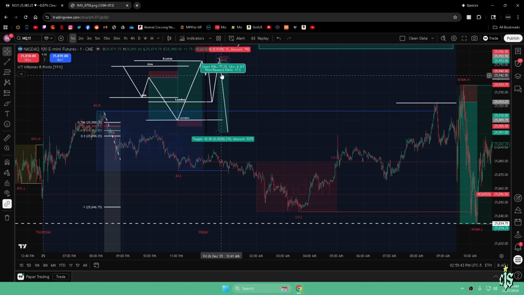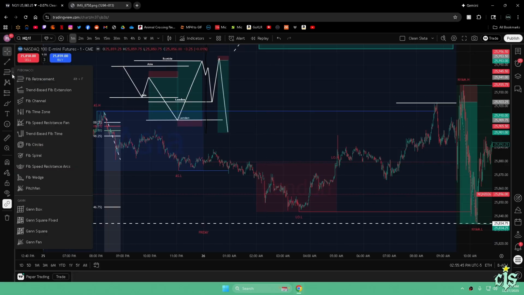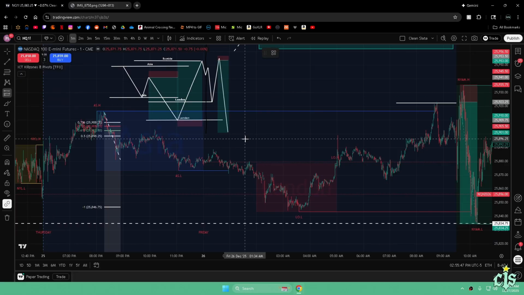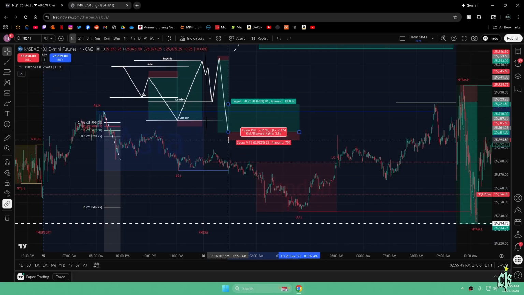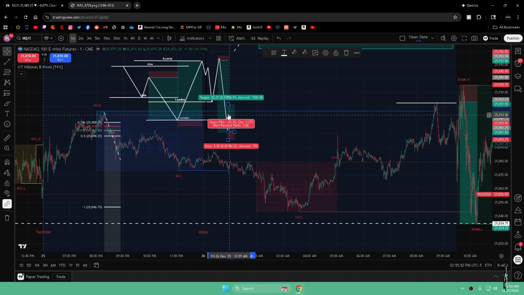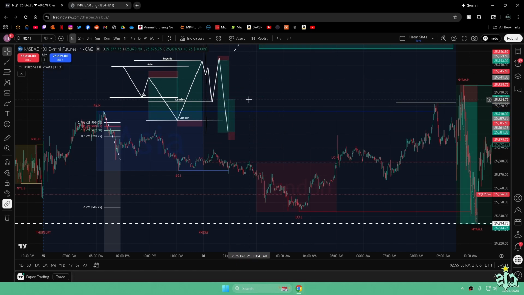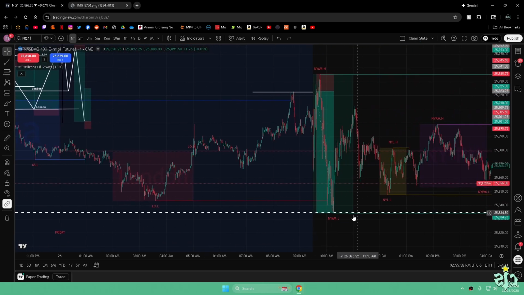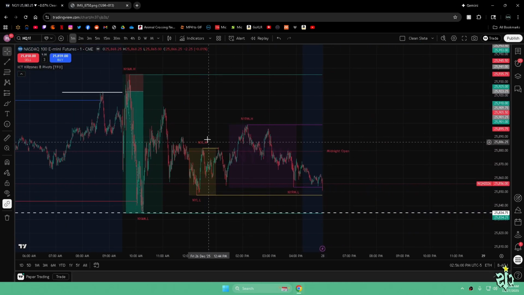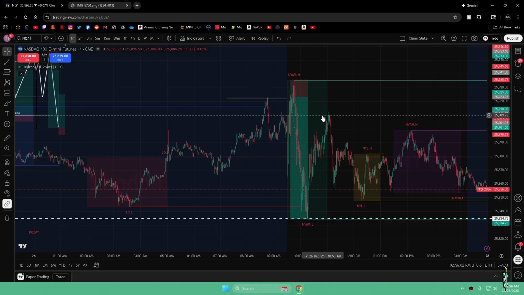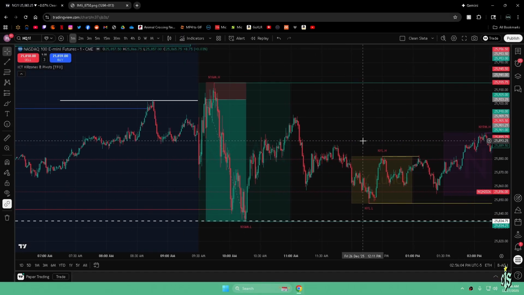So there you go. Boom. And then you take buys right here. This one would be to the midnight open, which would be like right there, or you could have just held it all day if you wanted to. Or you could take it to our next OTE zone, which would be here. And how to find that one?